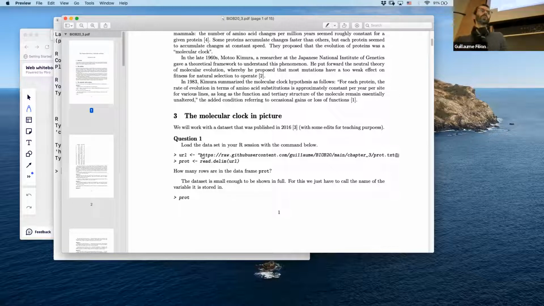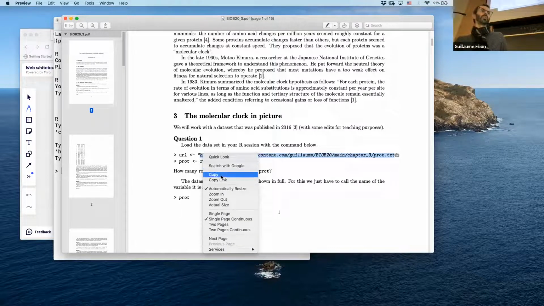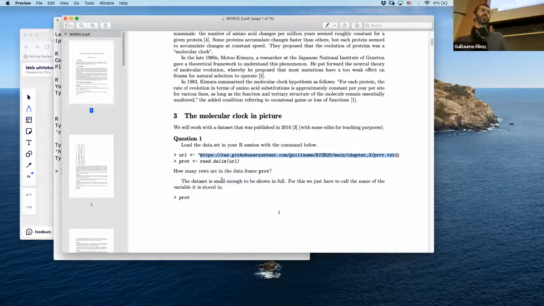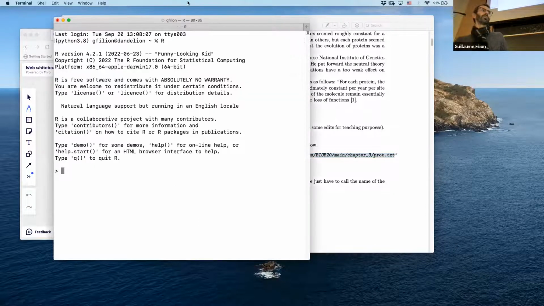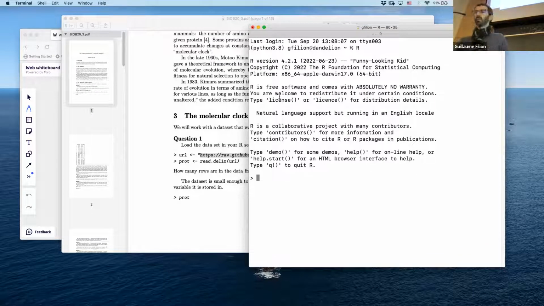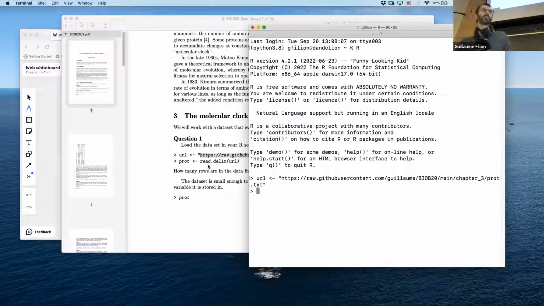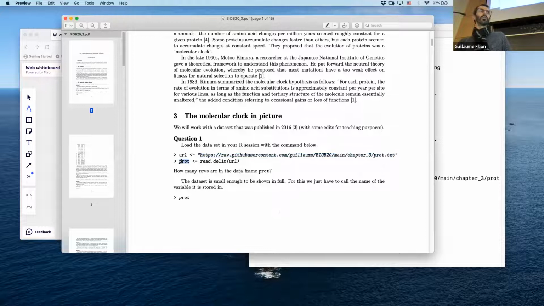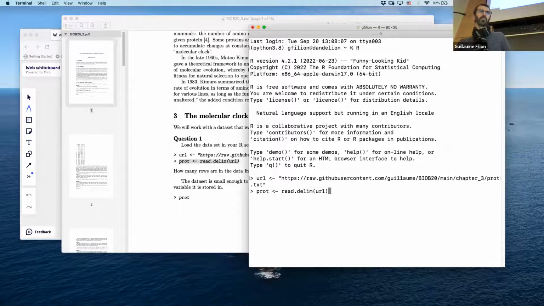If you have the PDF, the simplest is that you copy the link here, and then you paste it inside your R window. Otherwise, if you type the link, you're pretty sure you're going to make a typo. It's going to be pretty hard. So URL is equal to that. We put this between quotes. Okay, so the names of the file or the URLs have to be between quotes. And then we use the function read.delim to read directly from the URL that we have here.